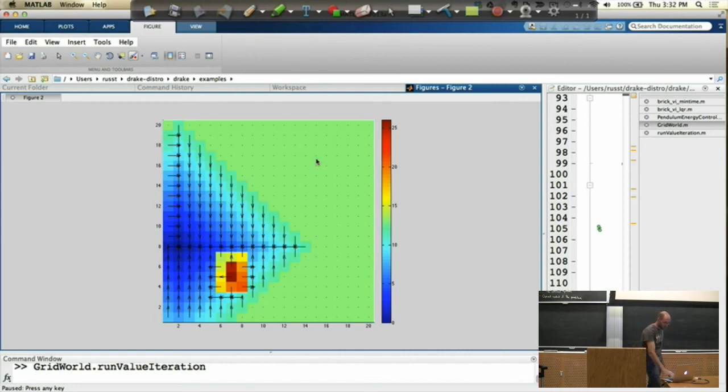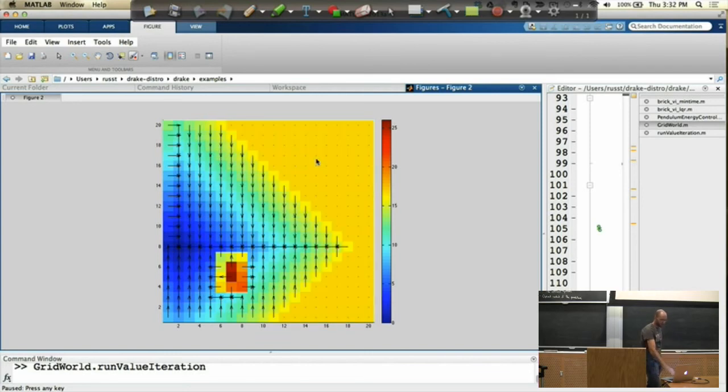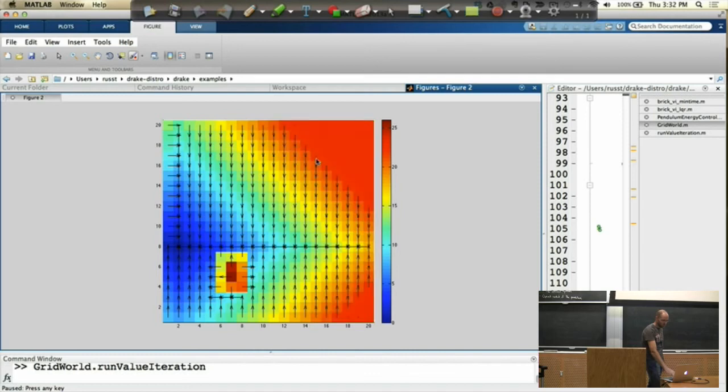Okay, but every time I run the algorithm again, there's one more level that gets to see the light at the end of the tunnel and moves towards the goal, and it'll go through until it converges. Yeah?